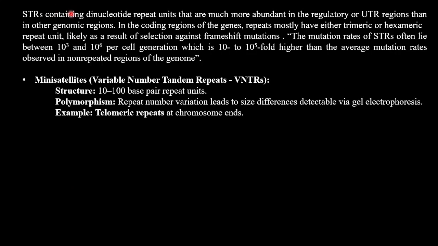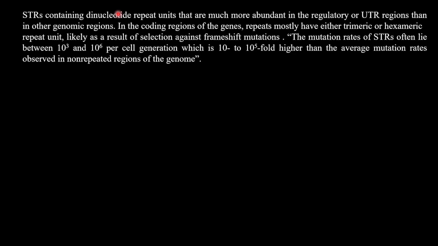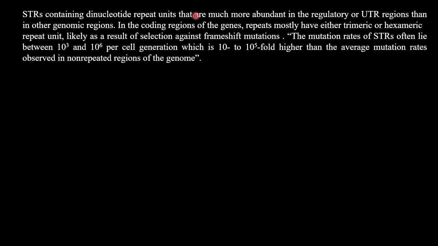Short tandem repeats containing dinucleotide repeat units are much more abundant in the regulatory or the UTR regions than in the other genomic regions. In the coding regions of the genes, repeats mostly have either trimeric or hexameric repeat units, likely as a result of selection against frameshift mutation.